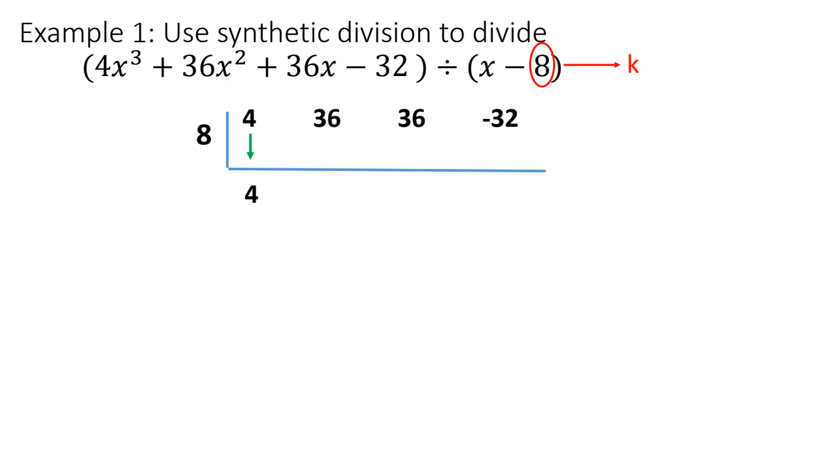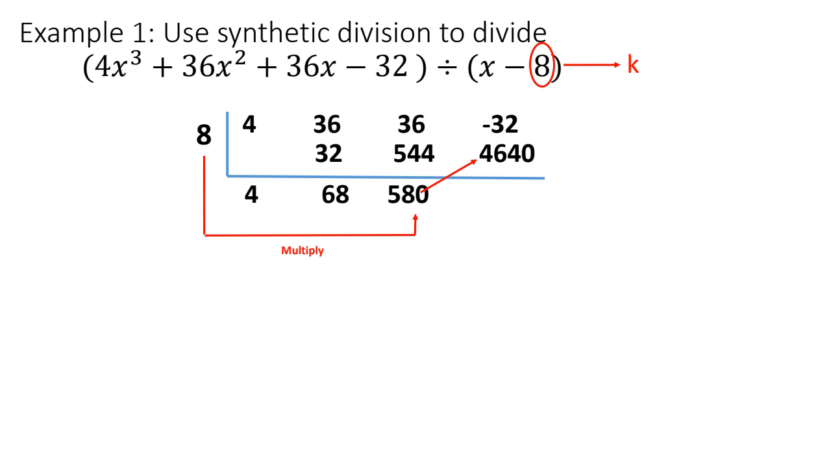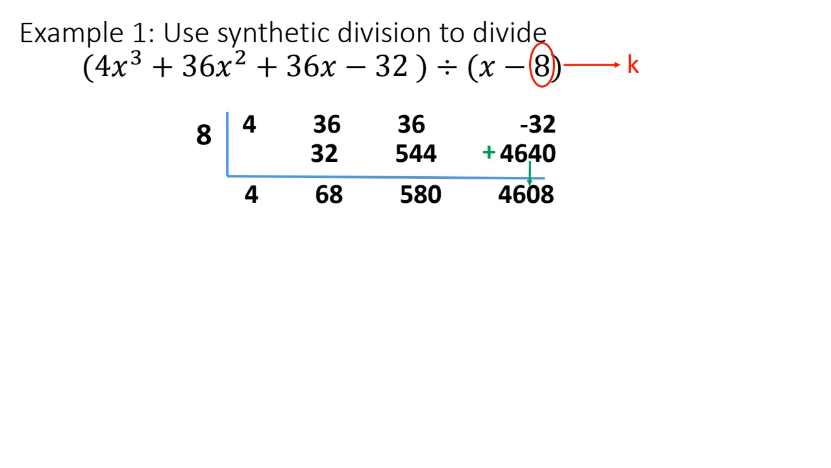Bring down our 4. 8 times 4 is going to be 32. Add 36 with 32. This is a 68. Now multiply 8 times 68. That gives me 544. Add 36 to 544. That gives me 580. Now multiply 8 times 580. That's going to give me 4,640. And add now negative 32 with 4,640. I am going to get 4,608.